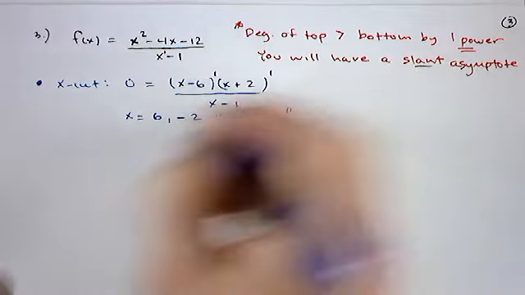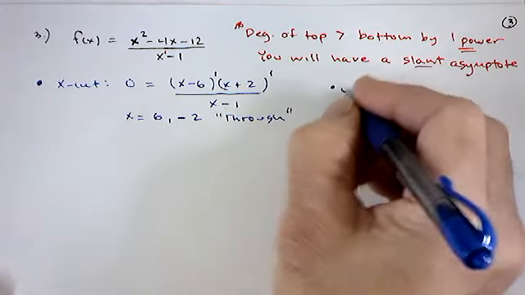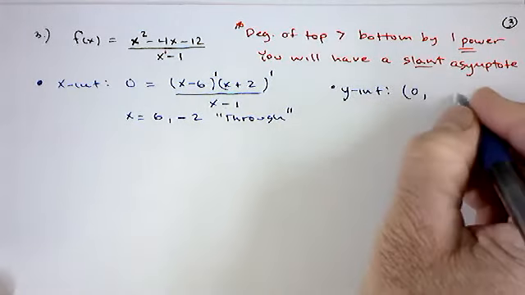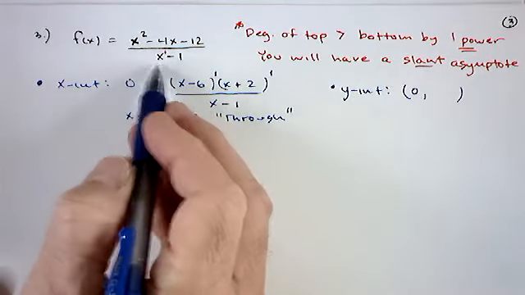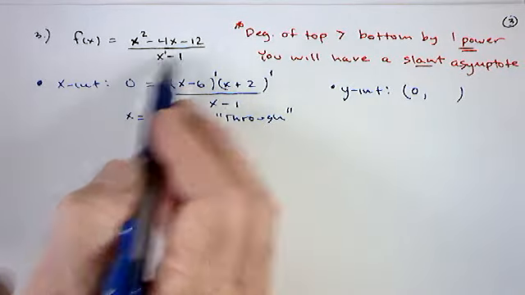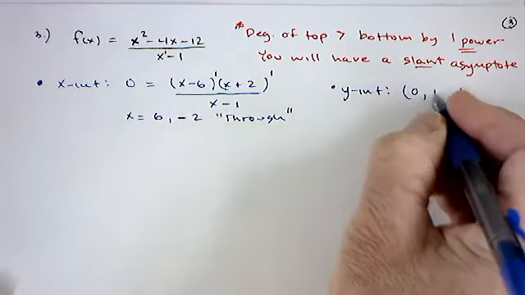Since neither of those was 0, I might as well find a y-intercept, because that's a really easy point to find. You're just plugging in 0 for all of your x's. And if x is 0, that's 0, that's 0, that's 0, I'm just going to get negative 12 over negative 1. I'm going to get 0, 12.